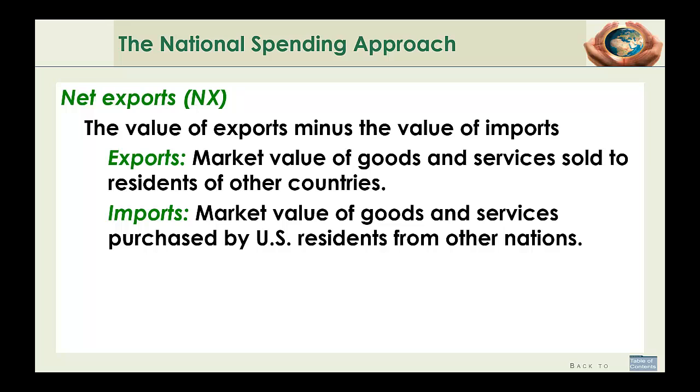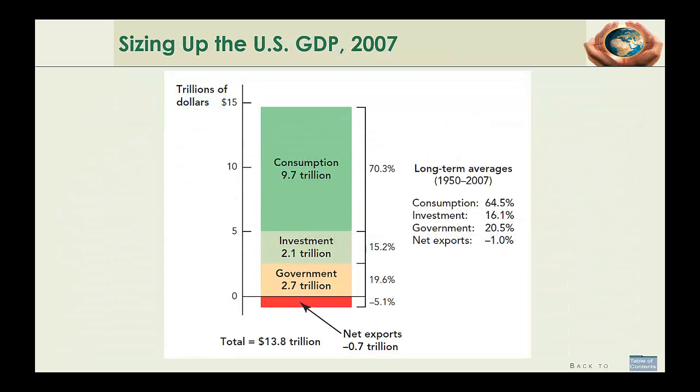Could be produced by an American company in Mexico, but purchased by U.S. residents. That's considered an import. And so net exports is the value of exports less the value of imports. Here you see basically when you look at the spending approach, who's doing the spending.